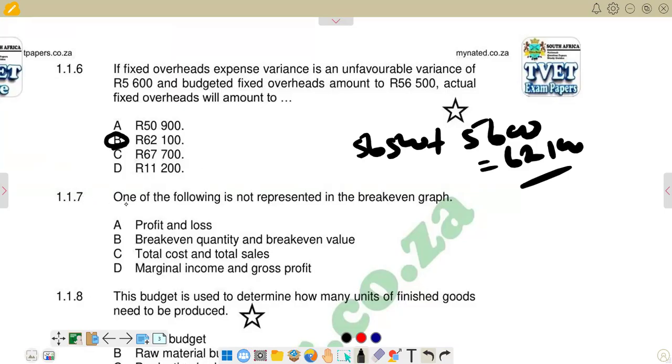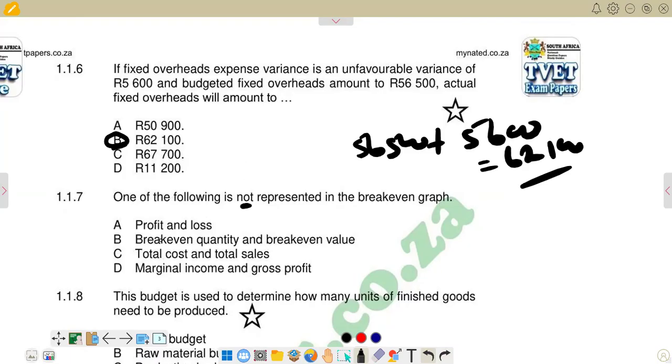Then we go to 1.1.7. One of the following is not represented in the break-even graph. So remember, in the break-even graph, we can go down according to the responses. Profit and loss on the break-even graph is shown. Remember that the area that we have between the total cost curve and the revenue curve above the break-even point, we are seeing that it indicates our profit, and below it's loss, so it's correct. A loss is shown. Remember, we are looking at one that is not represented.